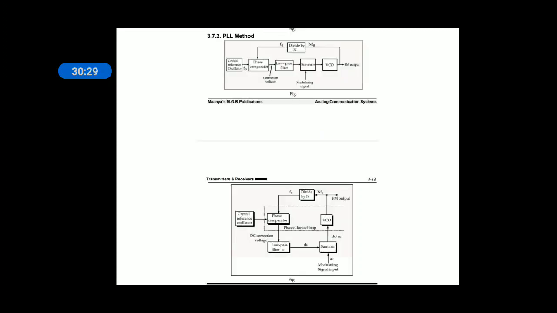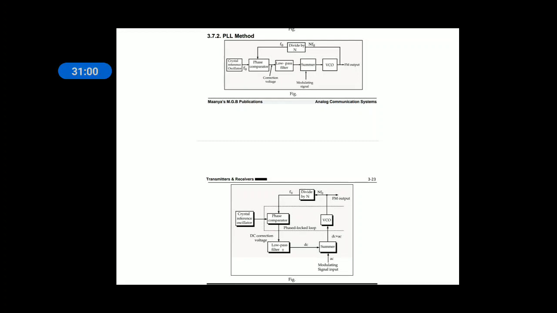And PLL method, in case of PLL method, it is a direct method of generation, but with the help of a feedback circuit the stability is achieved. Here the main component or main circuit in PLL method is VCO, voltage controlled oscillator, which generates FM signal depending upon the input message, where VCO is a variable oscillator which generates variations in the carrier frequencies depending upon the variations in the input, but those are not maintained constant.